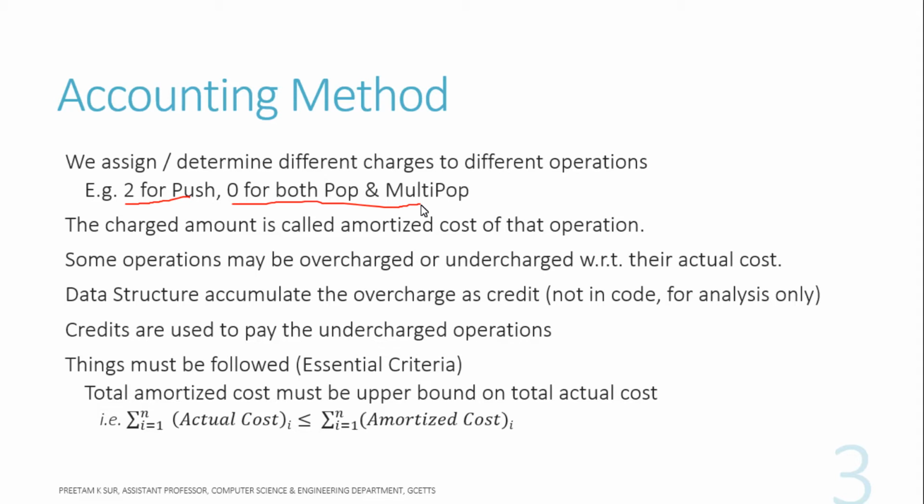Okay, so this is one criterion that has to be followed, and the second criterion is that the total credit must not be negative at any time. It must be non-negative all the time. So again, this is another criterion that has to be followed. Let us see the examples one by one.